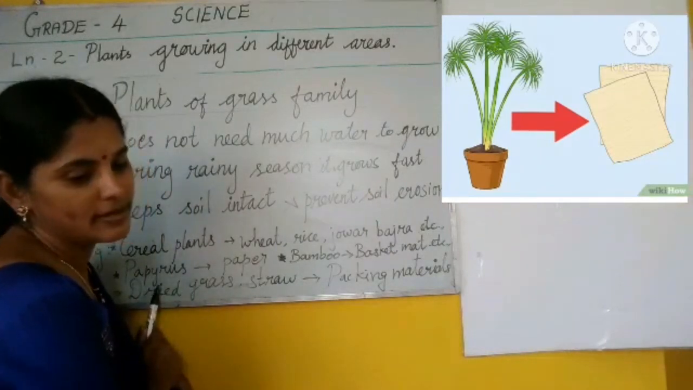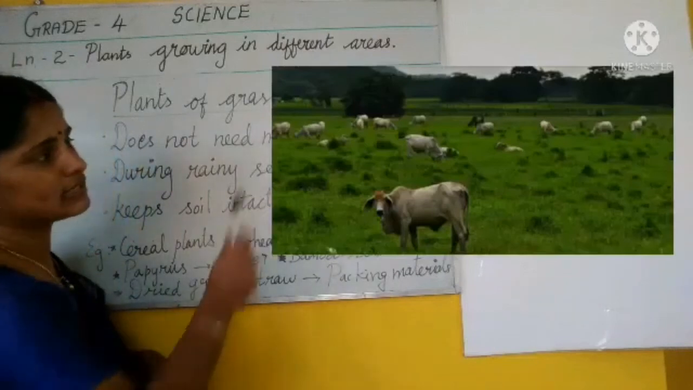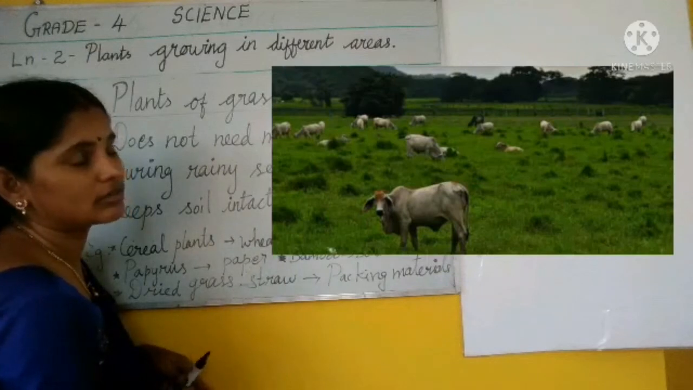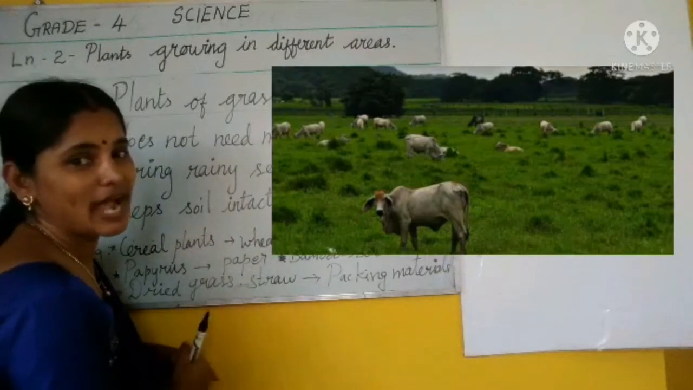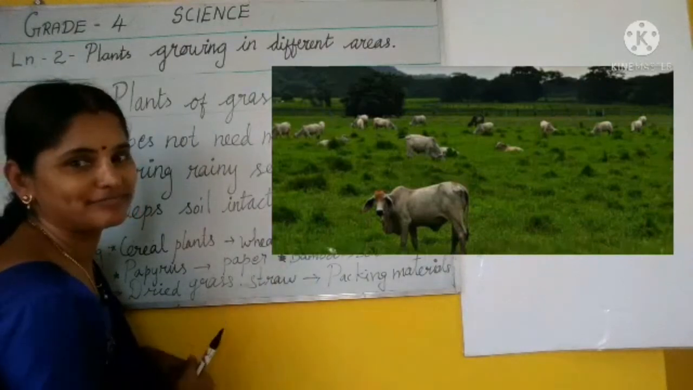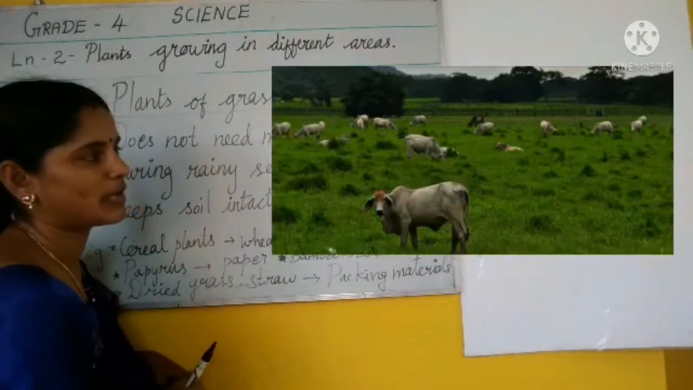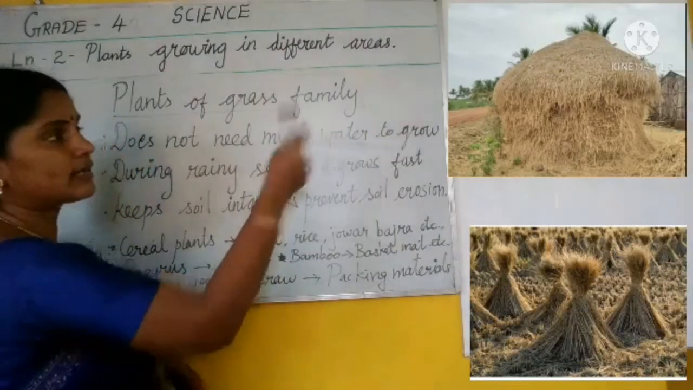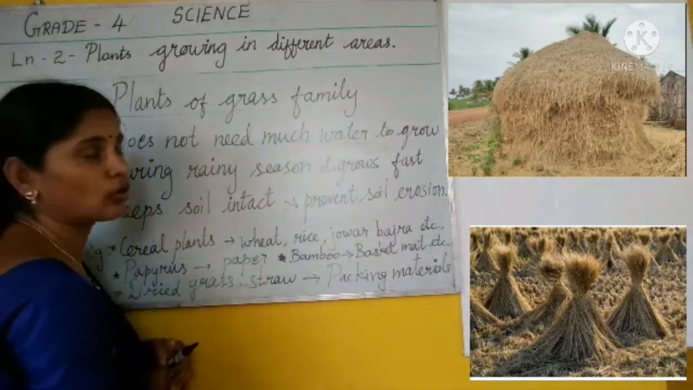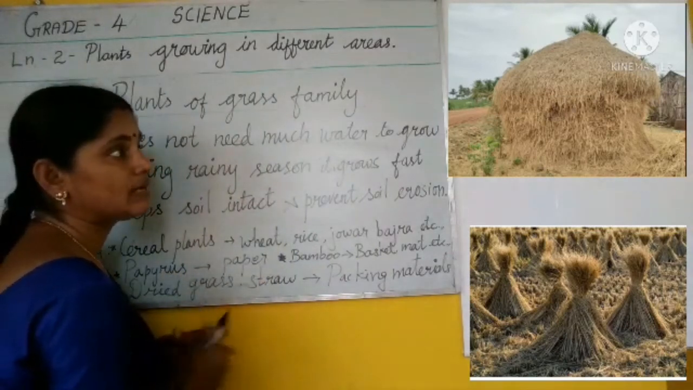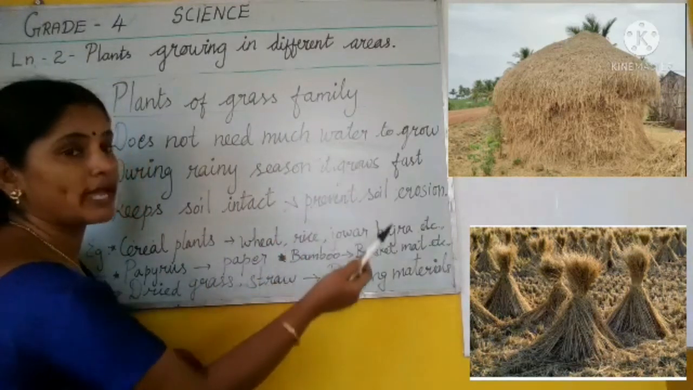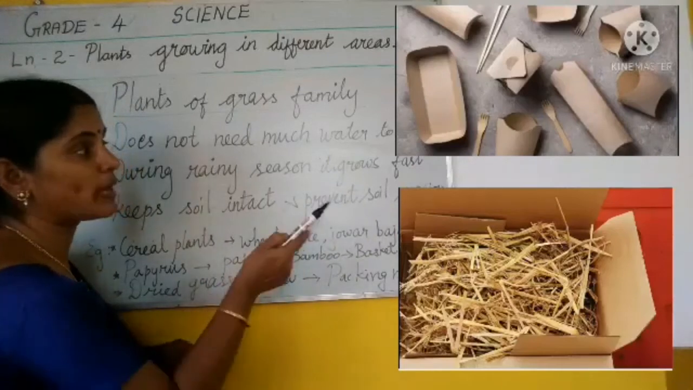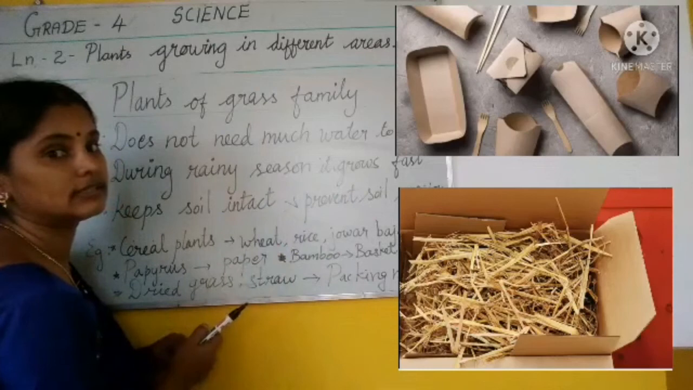Are you clear, children? Then ordinary grasses are also there, no? These ordinary grasses are grazed by animals. அப்படியே புல்லு மேய்ஞ்சிரும் மாடு. Grazed by animals, okay. Then the dried grass. Look at this straw. The dried grasses are used to make packing materials. Clear, children?